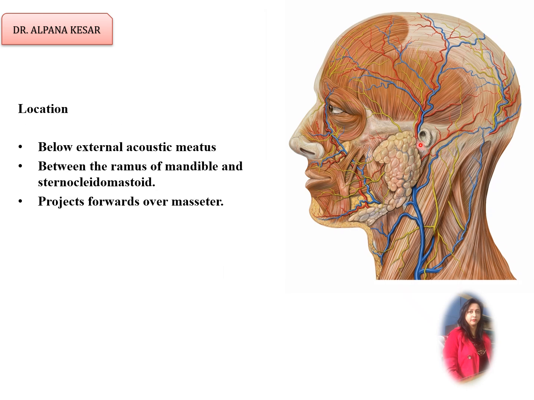Its location is in front and below the external acoustic meatus. It is present between the ramus of the mandible and the sternocleidomastoid muscle. A part of it projects over the masseter muscle.